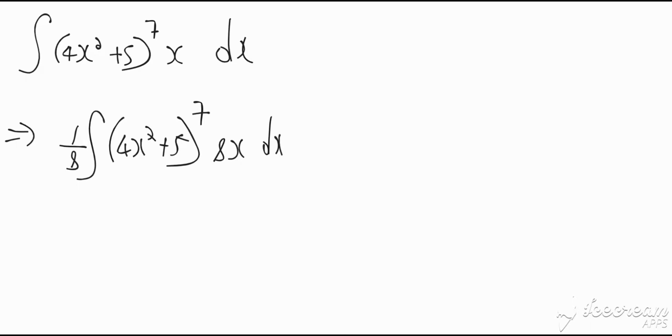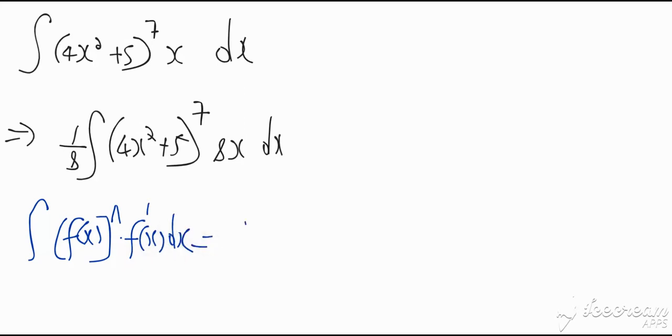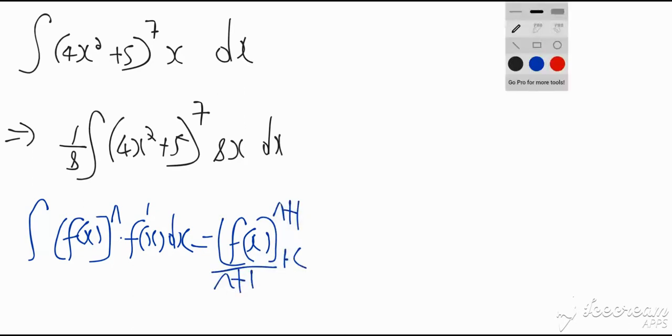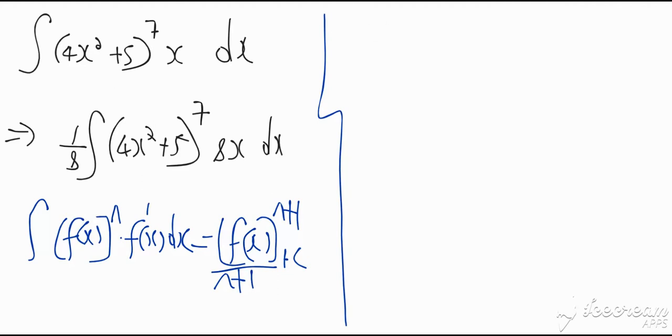Now, let us recall the recognition that we're using. So we know that the integral of f of x to the n times f prime of x dx is equal to f of x to the n plus 1 over n plus 1 plus a constant of integration. Good, so we're good to go. The 1/8 that is outside of the integral, we can ignore that for the time being. So that 1/8 comes back. So that's 1/8 there. Now, inside, everything is what we want it to be.